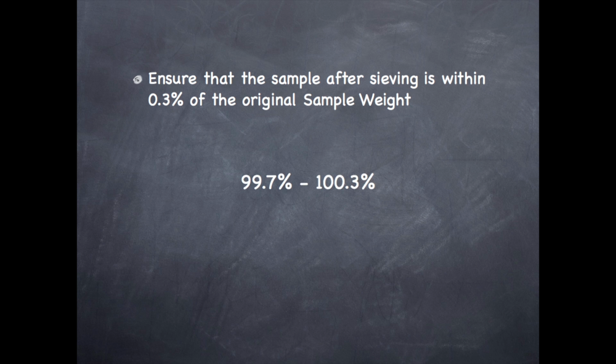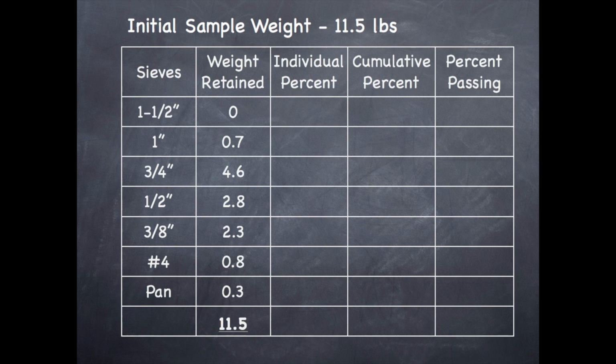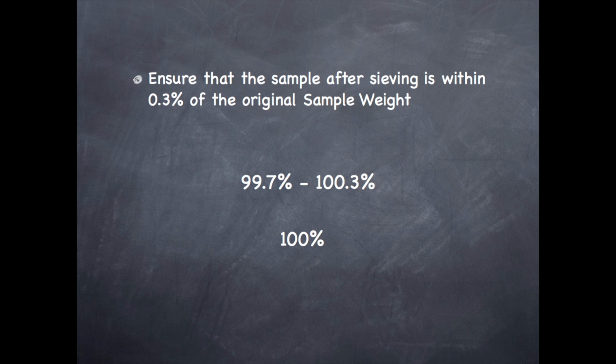So our sample after sieving should be between 99.7% and 100.3% of the original sample weight. However, in this example, we started with 11.5 pound sample, and after sieving, we checked the masses on each sieve, and we still have 11.5 pounds of material. Therefore, in this case, we came in at 100%, obviously in between the 99.7 and 100.3, and therefore we're going to continue with the procedure.